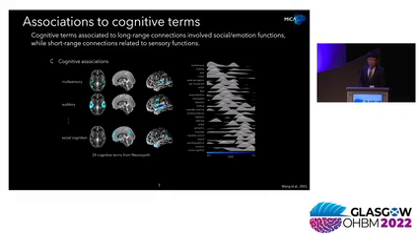Next, we assessed the associations between long-range connectivity and cognitive terms. We performed a meta-analysis based on 24 cognitive terms from Neurosynth. We found that cognitive terms associated with long-range connections are involved in higher-order cognition, such as social cognition and emotion, while short-range connections are more related to sensory functions, such as multisensory and auditory.